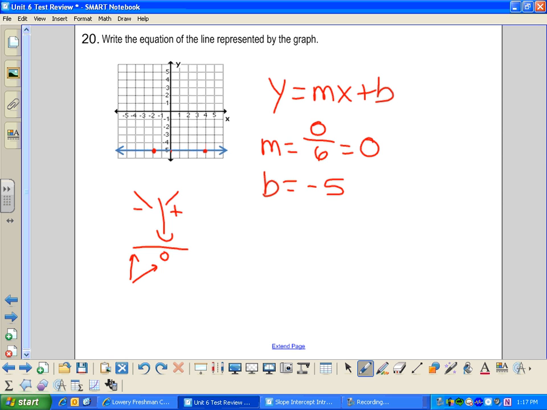My y-intercept is negative 5. So y equals 0 x plus negative 5. This is going to go away, so I end up with y is equal to negative 5. And we learned that y equals negative 5 would be a horizontal line. And if I had x equals negative 5, it would be a vertical line intersecting at the x-axis.